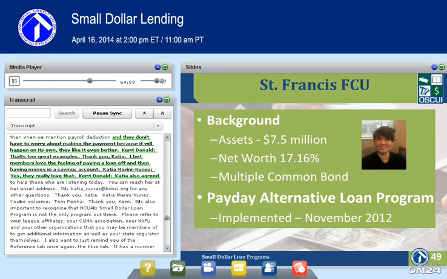That's 2 great examples. Thank you, Katya. I bet members love the feeling of paying a loan off and then having money in a savings account. Yes, they really love that.